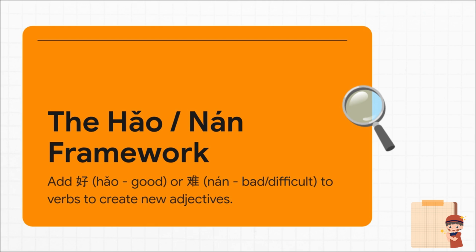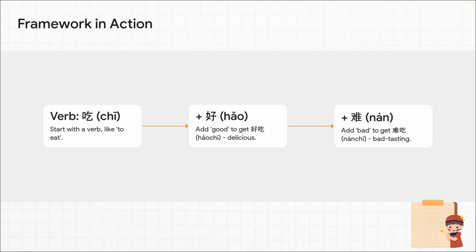It's what I call the hao nan framework. Hao means good and nan means bad or difficult. Now, just watch this. Okay, let's just take the verb to eat, which is chi. Now, if you stick hao right on the front, you get hao chi. It literally means good to eat or delicious. And if you add nan, you get nan chi, difficult to eat or bad tasting. See what you just did? You created two brand new adjectives from just one verb.